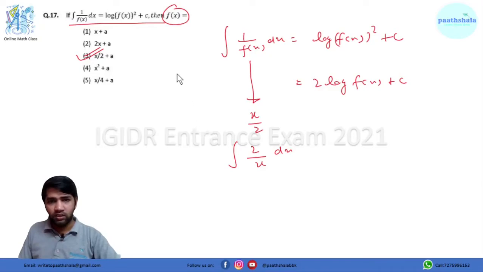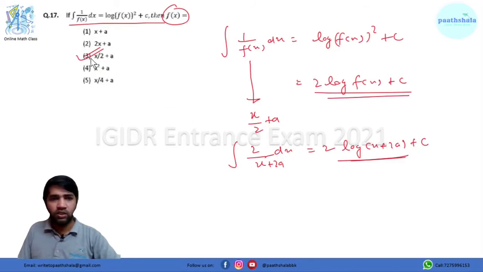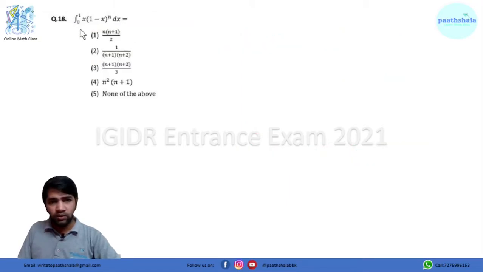Let's try to check this. So if I take f(x) equals x by 2 plus a, okay, so we will get x plus 2a, and this denominator 2 will go into the numerator. So when you integrate this, you will get 2 log (x plus 2a) plus c. So look at this. This is coming in this form. So this is your right option. Option 3 is the right option. Now let's move to the next question.